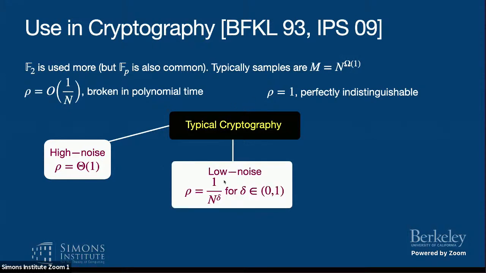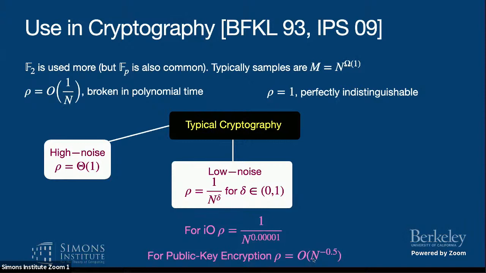The intermediate problem, which is more interesting in terms of applications, is low noise LPN, where the noise is 1 by n to the delta, where delta is some constant between 0 and 1. Just to give you a sense, for IO, we need the setting of 1 by n to the 0.001; delta can be an arbitrary constant greater than 0. For public key encryption, the best known schemes rely on a noise setting of n to the minus 0.5. Typically when delta increases, the problem becomes easier. The best known algorithms in this regime are sub-exponential.